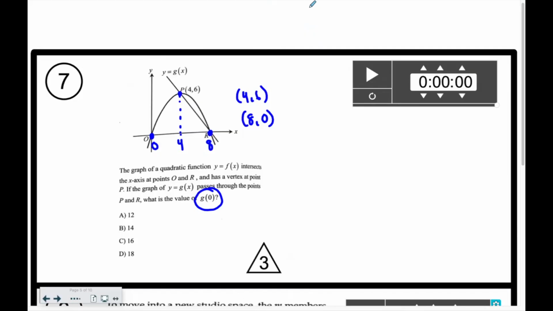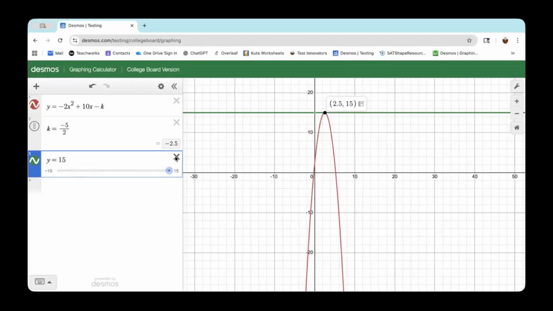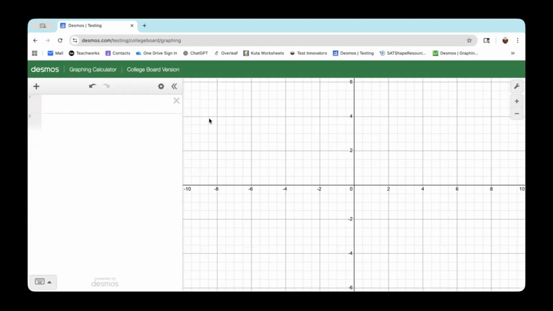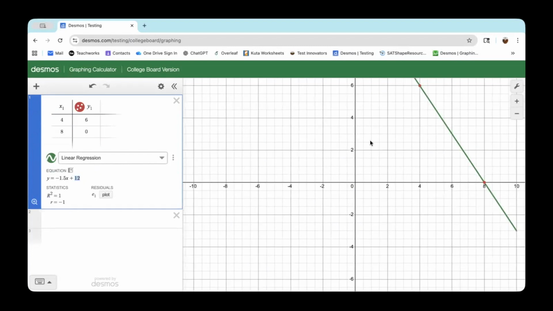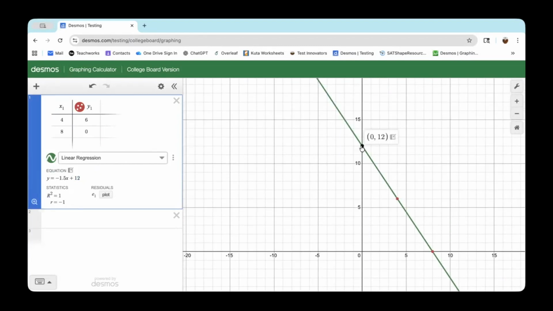Anytime you have 2 points on a line, you can add a table and then put those 2 points in. So I'm going to do 4, 6, and 8, 0. And then you just hit this button here, which is add regression. The default is going to be linear regression, which is what we want because we know it's a line. And this tells me the equation right here. And this tells me that the y-intercept is 12, if we understand y equals mx plus b and b is 12.